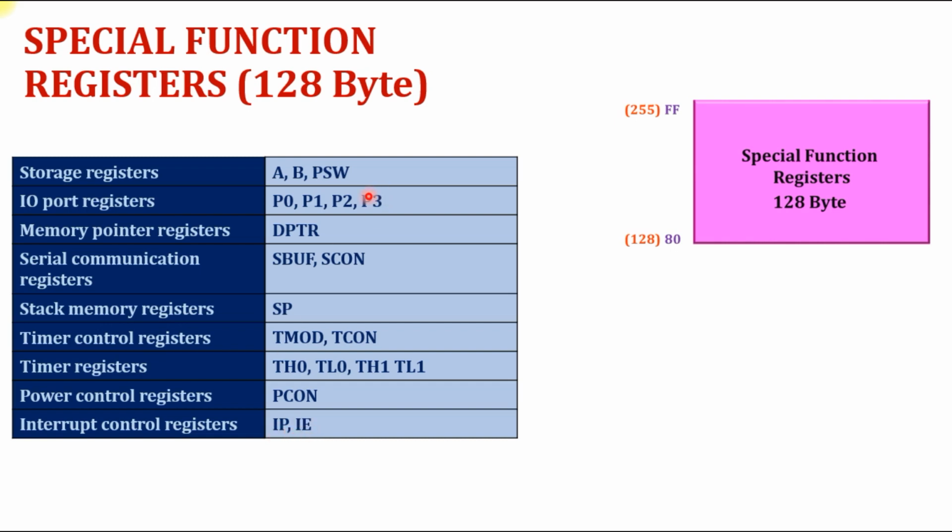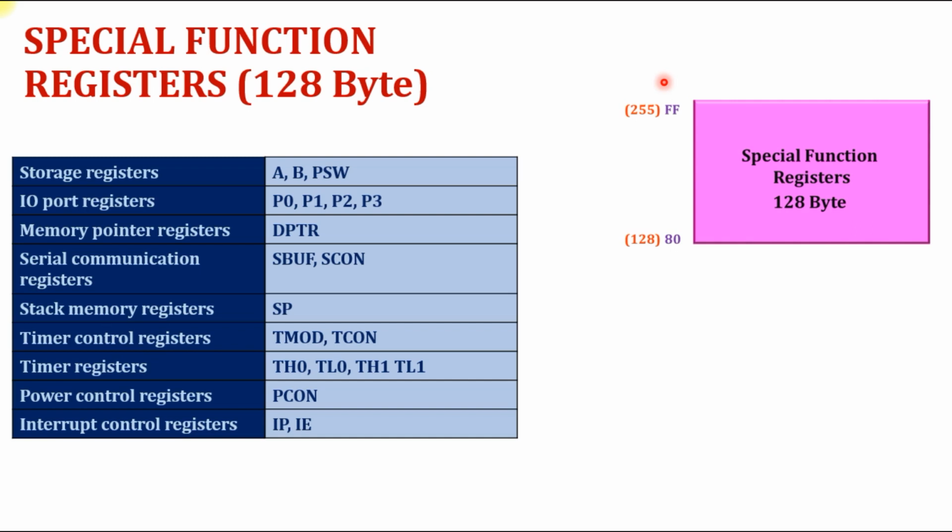See, these 20 registers are arranged in a specific memory location, I mean from 80 to FF. This is the actual location. Actually, special function registers are the storage space where we can do some special tasks like timer, serial communication, interrupt, and some IO accessing. So in order to do these special functions, these special function registers are organized.